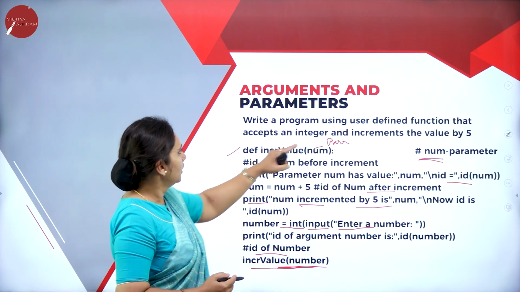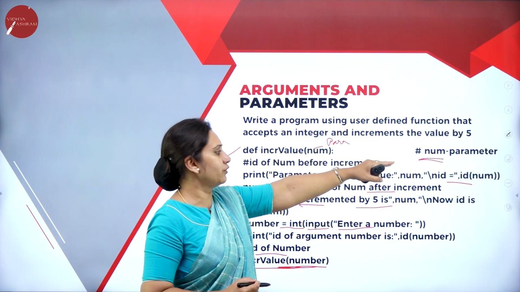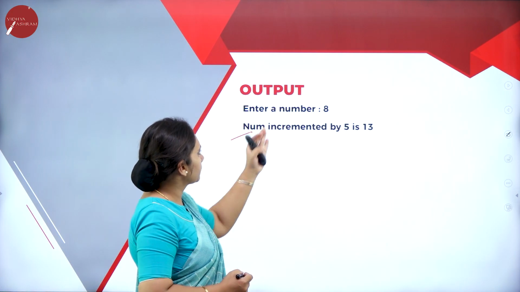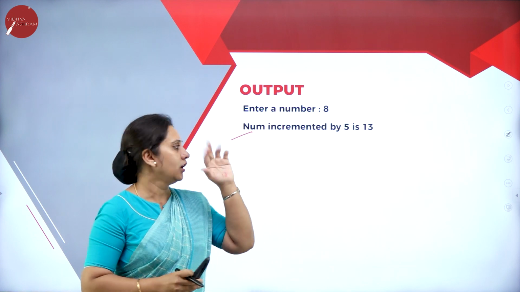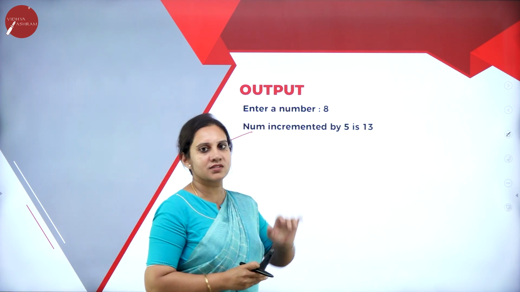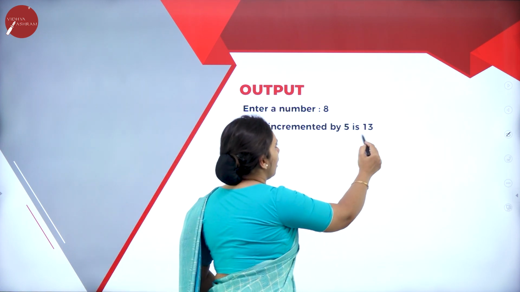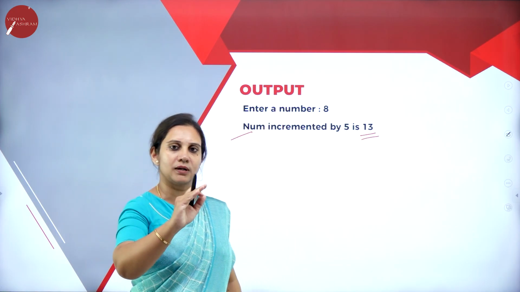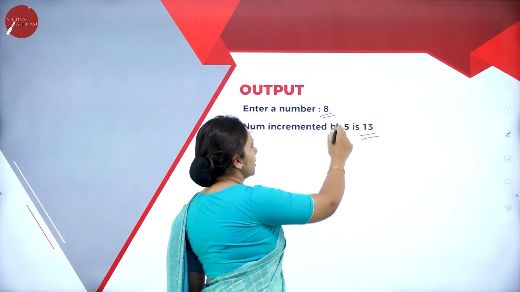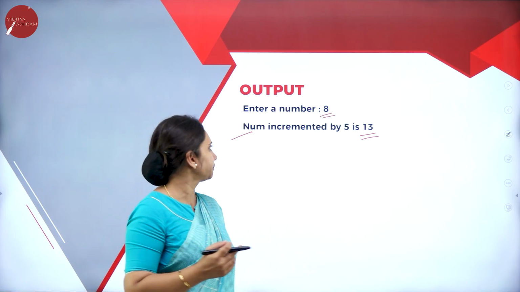You can see here it incremented the value by 5: 8, 9, 10, 11, 12, 13. Five times it is incremented, and the value is 13 as the output. When it is incremented five times, the number is 8. You can give any number.